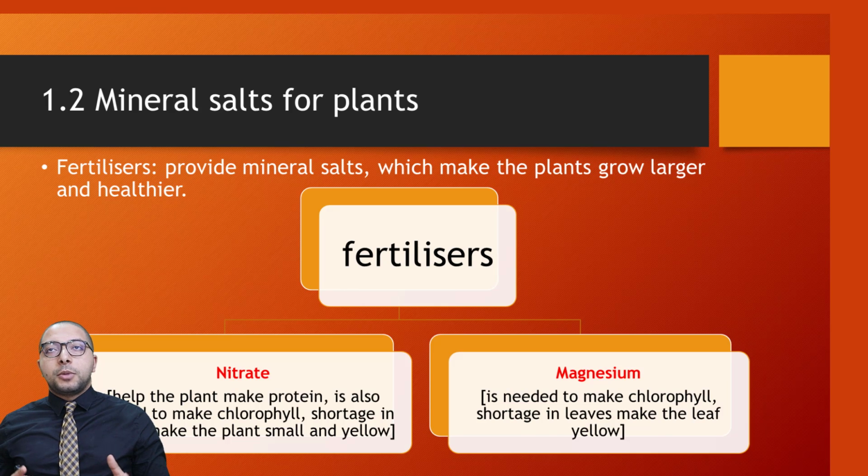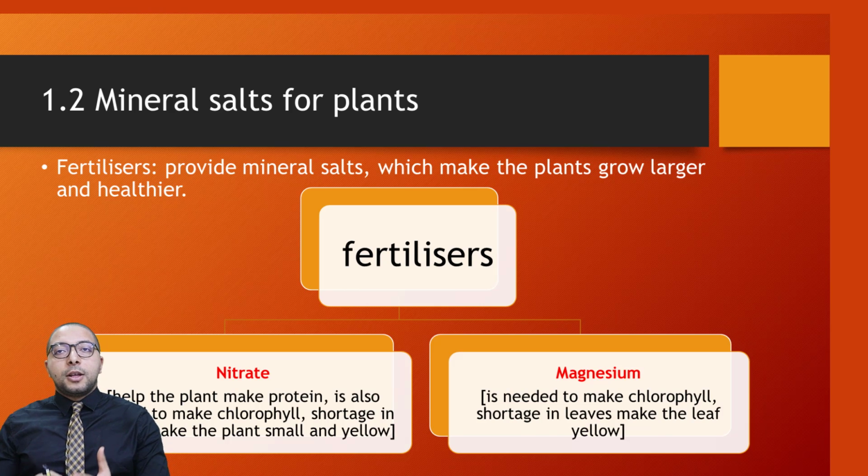The second lesson is called mineral salts for plants. Before we start with this lesson, I want to ask you a question. How many of you have had a lack of vitamin D, or vitamin C, or iron, or a certain mineral? These are elements found in trace amounts, very small amounts inside our body. Although they are found in small amounts, they are very important for our health.